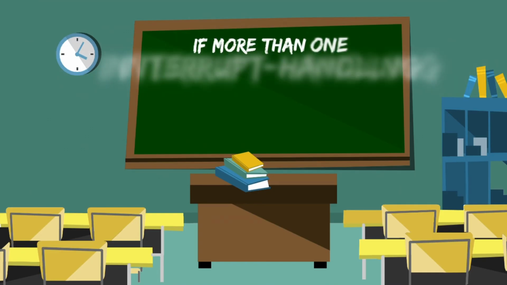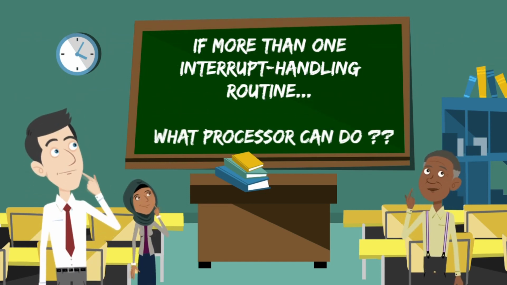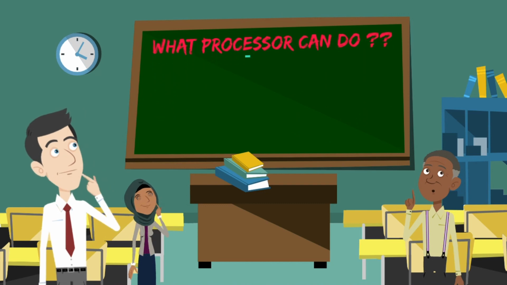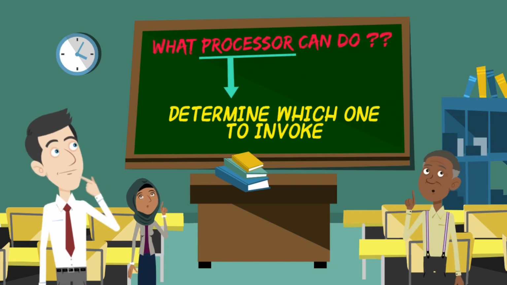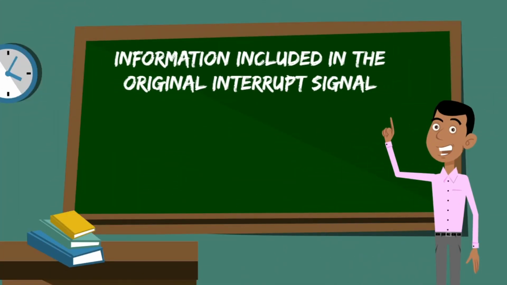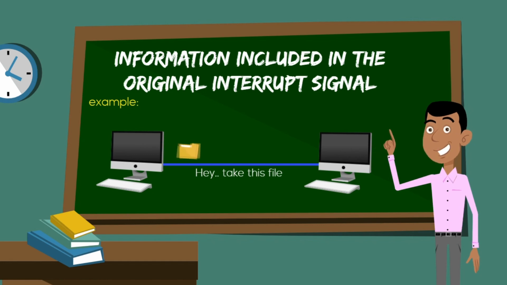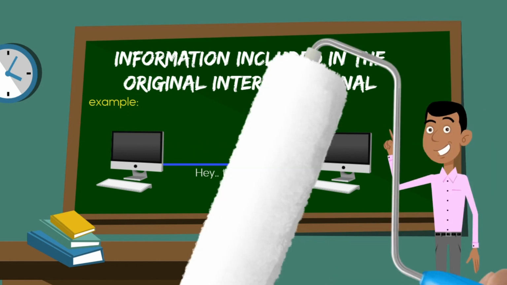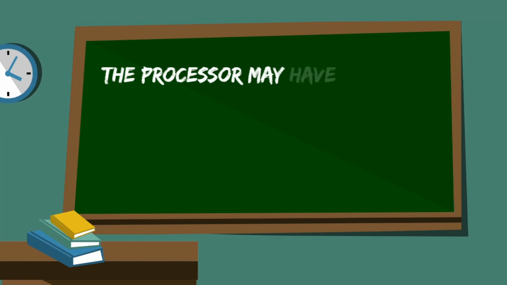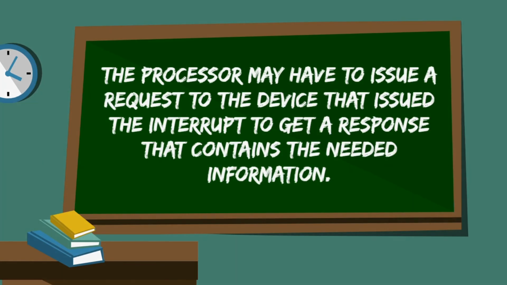If there is more than one interrupt handling routine, what can the processor do? The processor must determine which one to invoke. This information may have been included in the original interrupt signal, or the processor may have to issue a request to the device that issued the interrupt to get a response that contains the needed information.